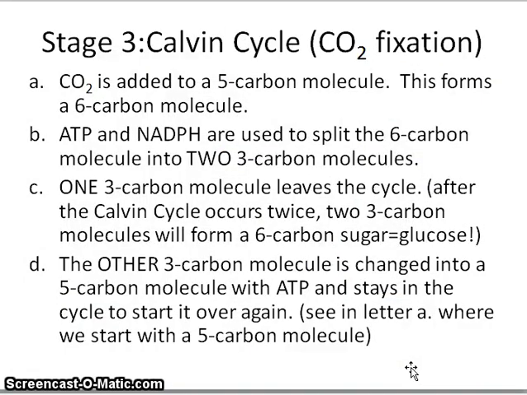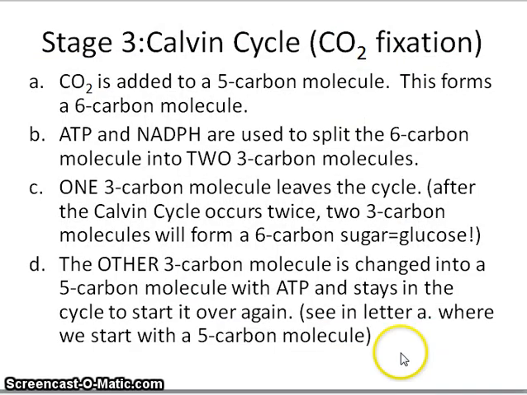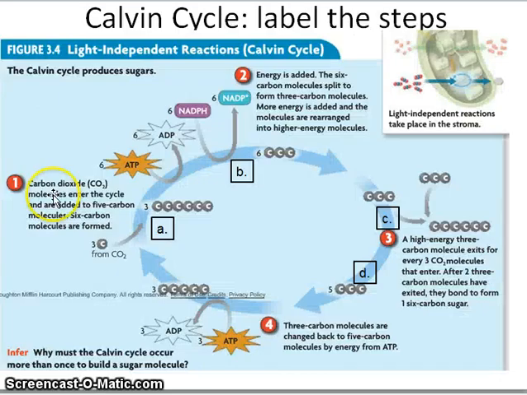So in stage 3, what we're going to do is similar to what we've done in stage 1 and 2. We have descriptions, and then we have a picture of the Calvin cycle, which is a circle because it's a cycle. So starting with A, carbon dioxide is added to a 5-carbon molecule. This forms a 6-carbon molecule. Carbon dioxide comes in from the atmosphere. You and I breathe it out. Plants take it in through openings called stomata that they have on the underside of their leaves. So they take it in and it enters the cycle here.